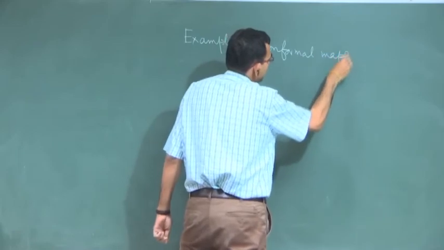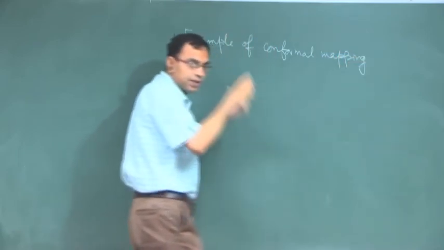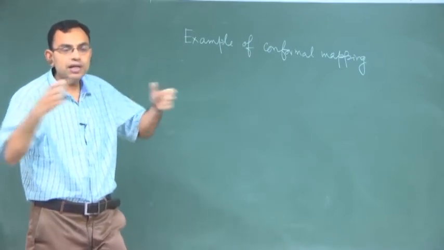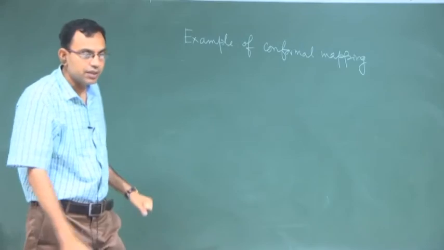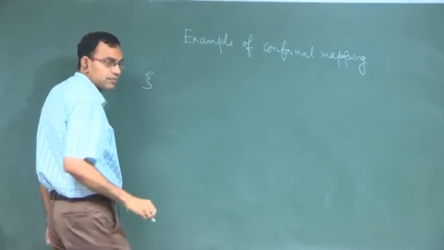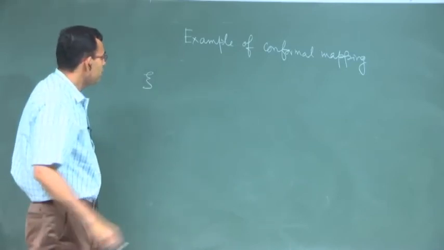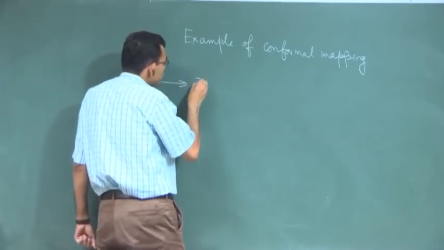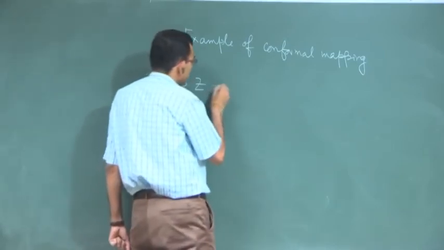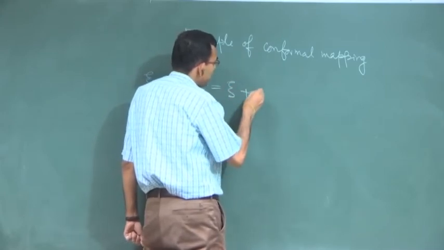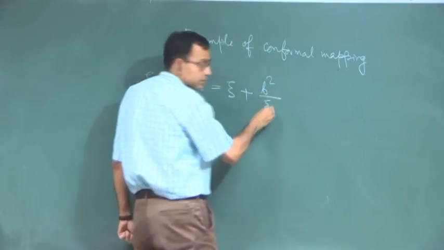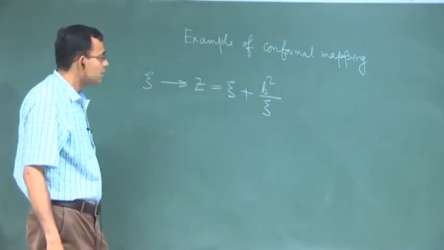The objective is pretty clear: from a circular shape you want to map to a shape which deviates from circular, but is more practically relevant. So, there is a complex plane, say zeta. From there you transform to a complex plane which is z, which you call zeta plus b square by zeta.